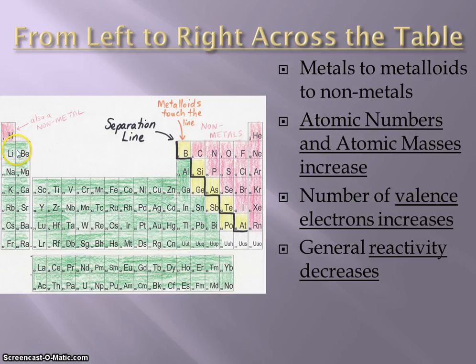As we go across, the number of valence electrons increases, remembering that group 1 has 1 valence electron. Group 2 has 2 valence electrons. Our pattern doesn't necessarily apply to these transition metals right here, so we pick back up with group 13, which has 3 valence electrons. Group 14 has 4, 15 has 5, 16 has 6, 17 has 7, and 18 has a full valence shell of 8 electrons. Across the table, the number of valence electrons increases.